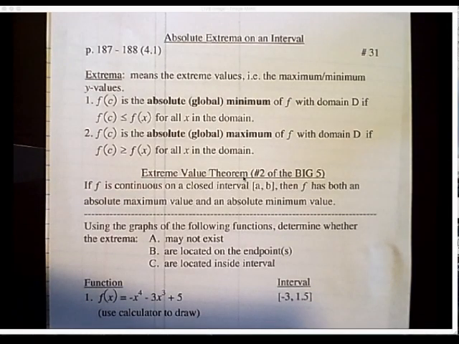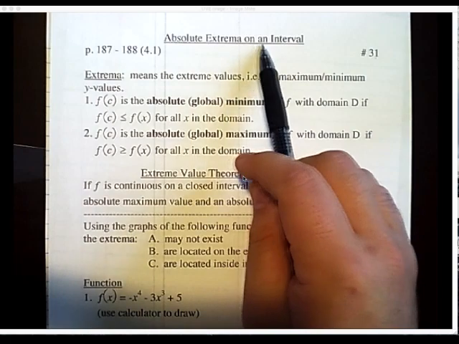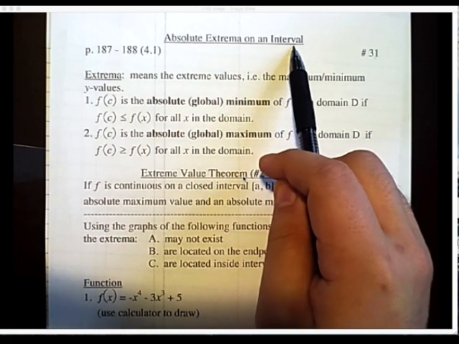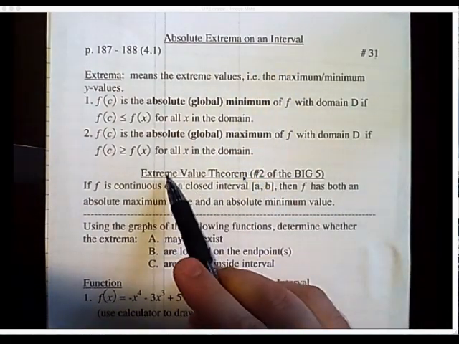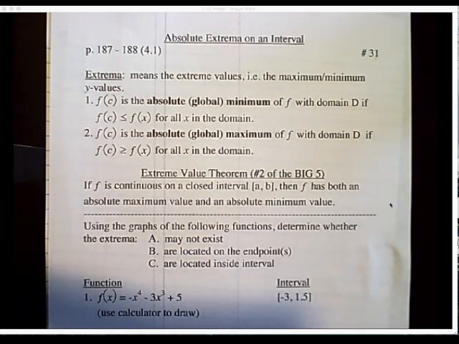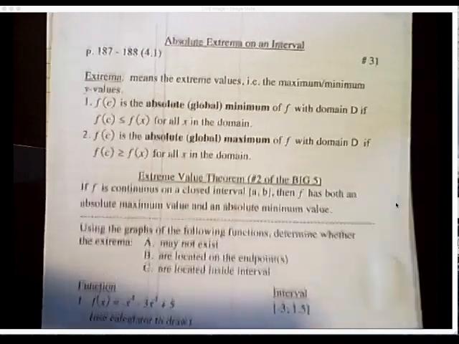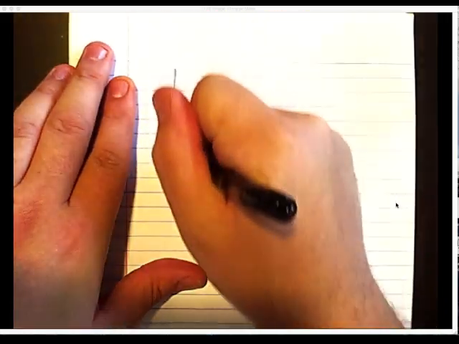Alright guys, today we're going to do note card 31, which is called absolute extrema on an interval. We're going to talk about this thing called the extreme value theorem. Before we get into the note card, I want to make a couple pictures for y'all so you can understand this a little bit better. Let's just take a look at a graph real quick.